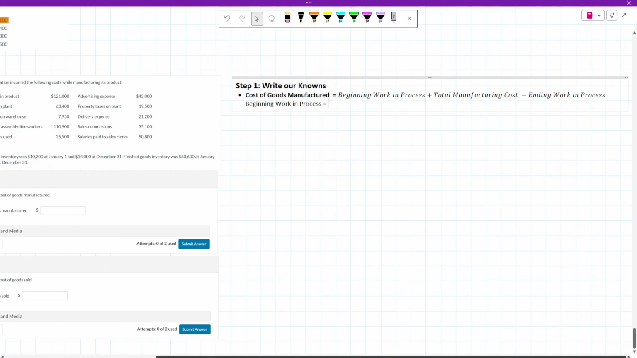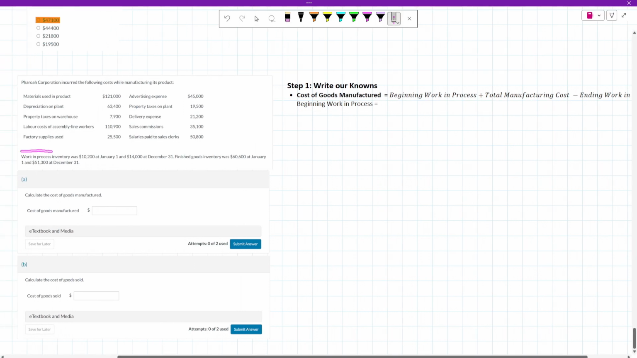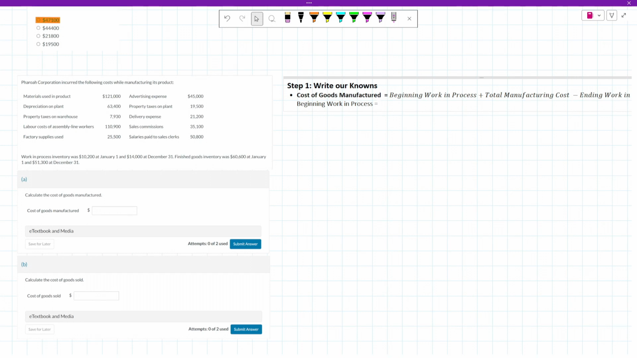So this is equal to 10,200 since it says work in process inventory was 10,200 at January 1st. January 1st, we assume is the beginning of the year and our beginning work in process, 10,200. So our ending work in process is going to be 14,000 since at December 31st, this is our ending work in process. 14,000.